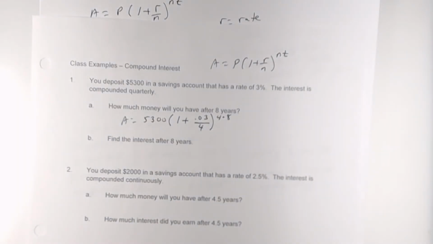Now, 4 times 8, and it's always going to be that simple, but if you want to put 32, that's fine. Okay? All right, now here's how you use your calculator. Now listen carefully, and you have to know how to use your own calculator with this.